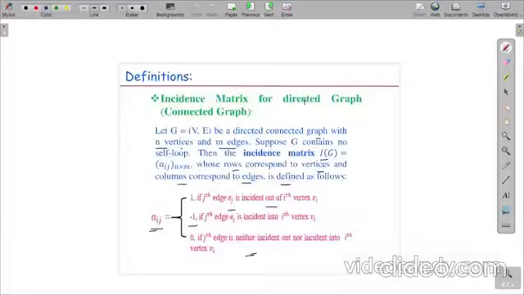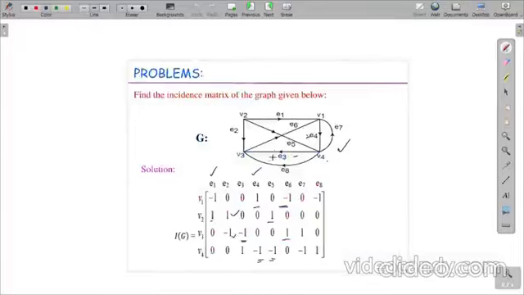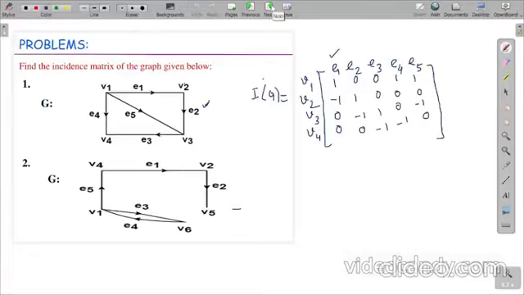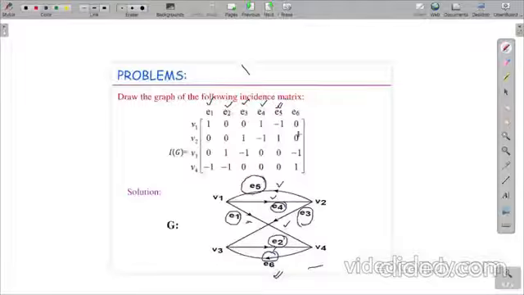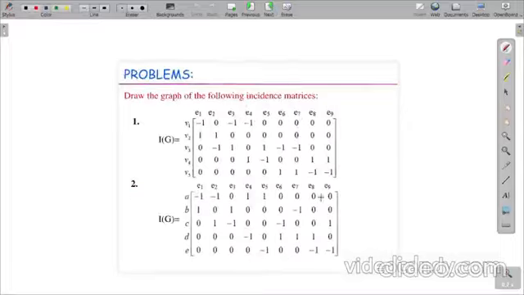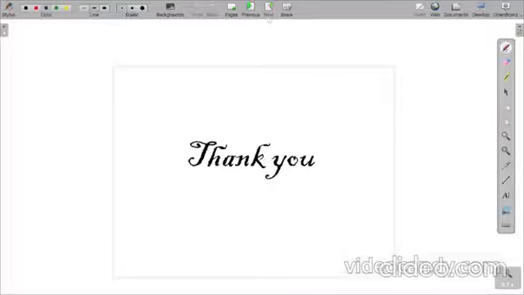Then we discussed the directed graph. Three types of elements are there, 1, minus 1, 0, that is here. Then one directed graph is given and we write the matrix. So this is another example. Then a matrix is given and we draw the graph. Then these two are for your homework.